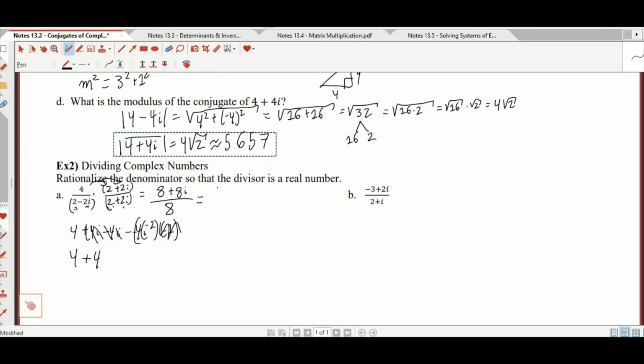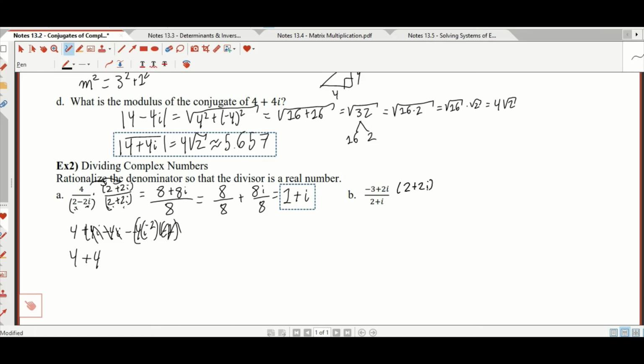And now I can split this up along the numerator. So 8 over 8 plus 8i over 8, which is 1 plus i. That's how we divide complex numbers. So again, we're going to multiply by the complex conjugate.